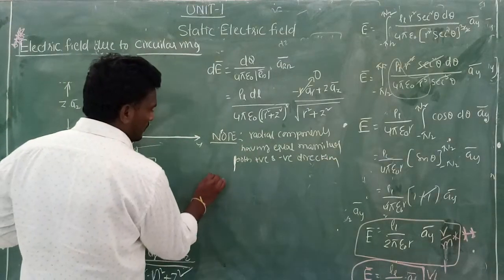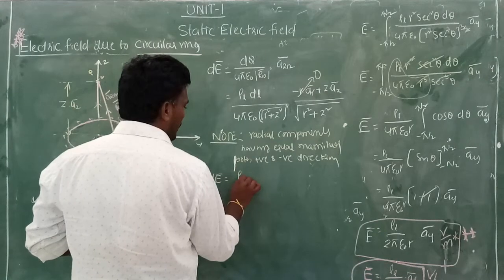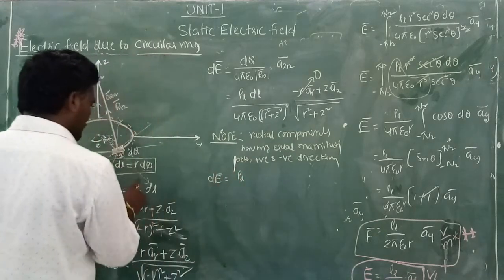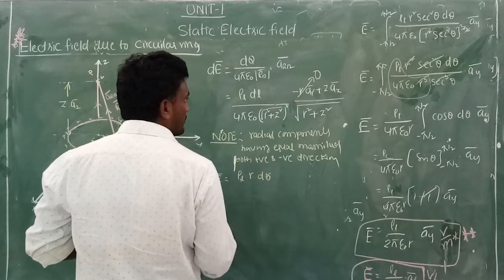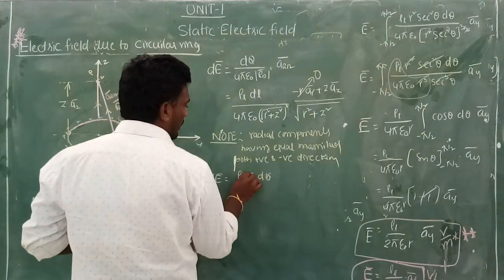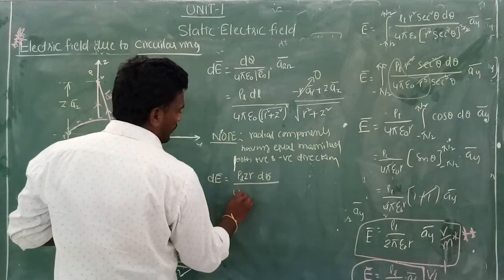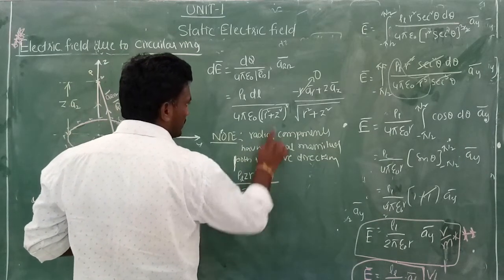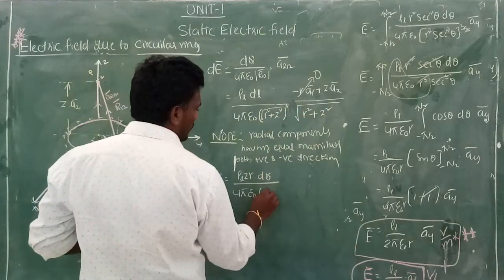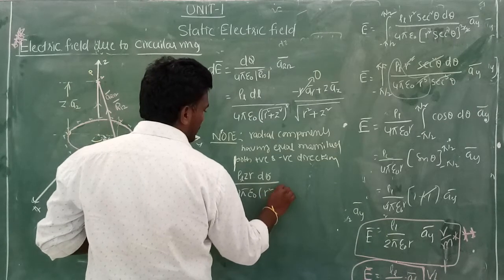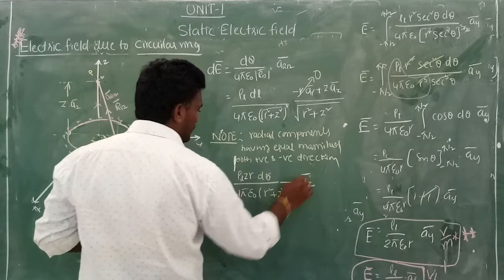Okay, so dE bar is equal to rho L into dl. What about dl? It is r into d phi, and here I have a z, so I will write z into r, over 4 pi epsilon naught, r square plus z square whole power 3 by 2, into direction az bar.